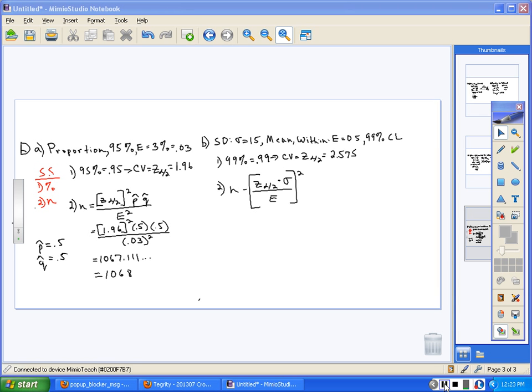So when we come down here, it's going to be 2.575 times 15. But when I have a decimal, I don't use a dot for multiplication, so I'm going to put it in parentheses. And that whole thing is over the error, which is 0.5. And then you square the whole thing.